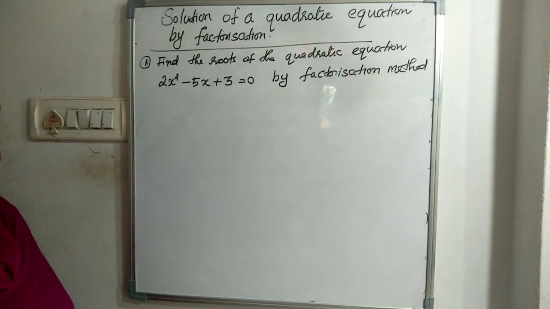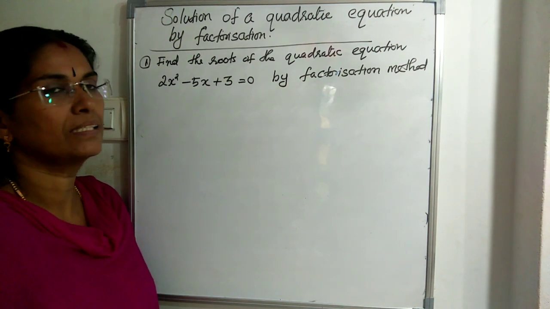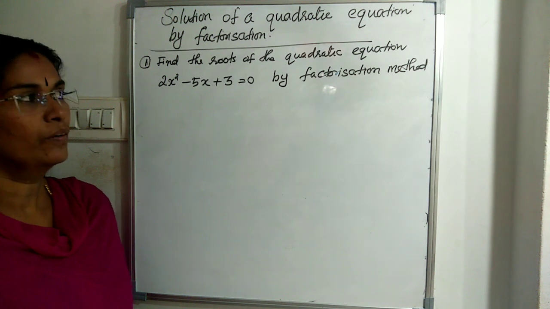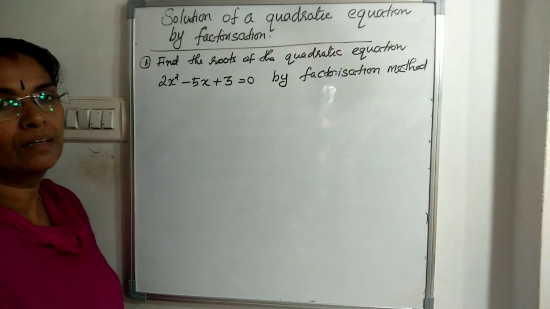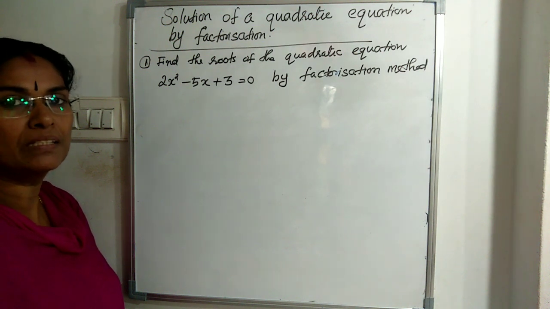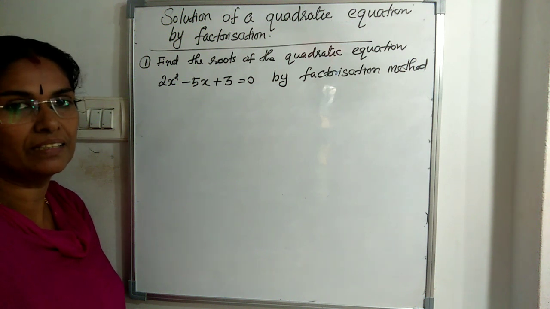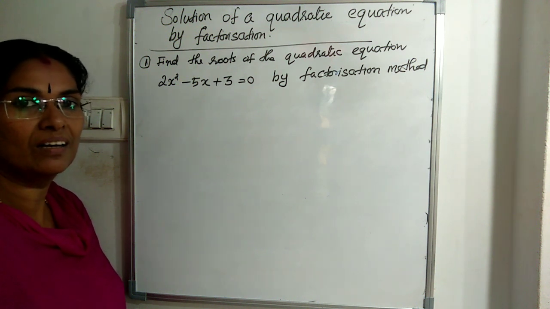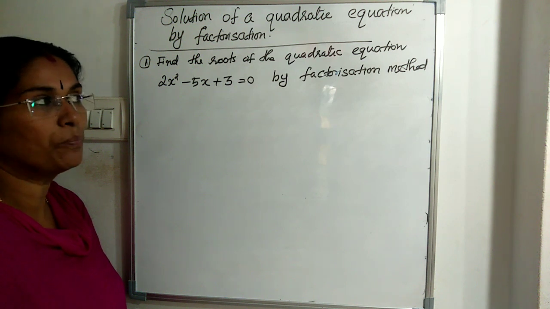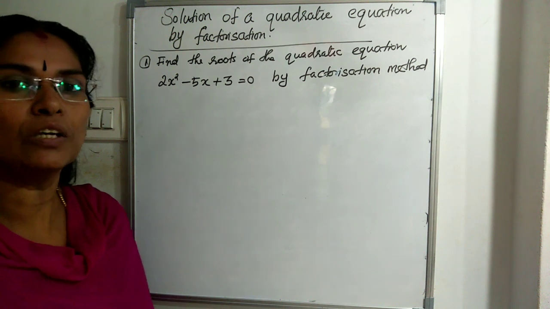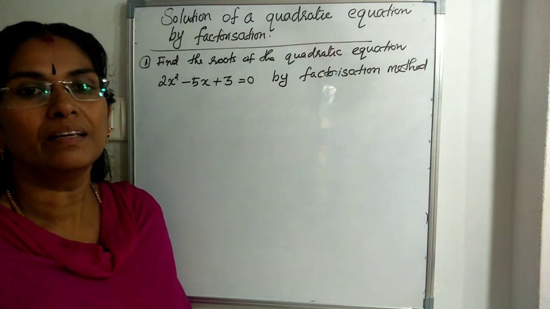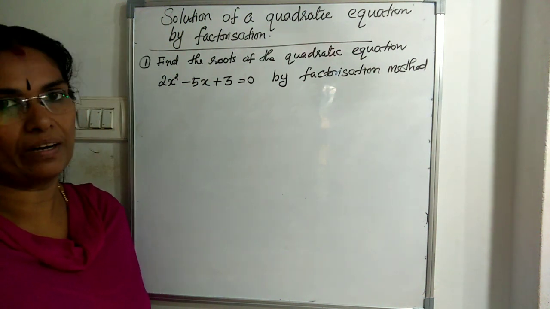Find the roots of the quadratic equation 2x square minus 5x plus 3 equal to 0 by the factorization method. Okay, we have to factorize the given equation. As we know, the zeros of quadratic polynomials we found by the factorization method last year in 9th standard. We say roots of the quadratic equation here. Zeros of the quadratic polynomial are the same as roots of the quadratic equation.